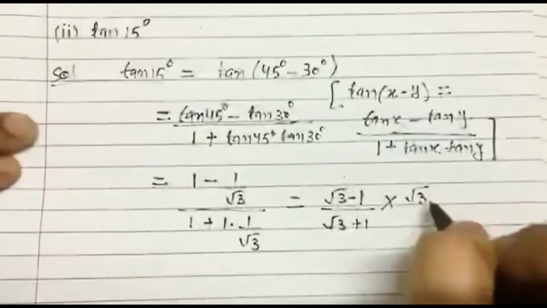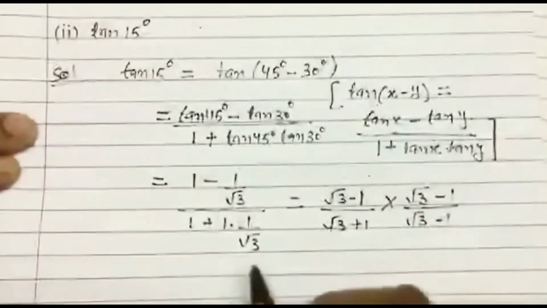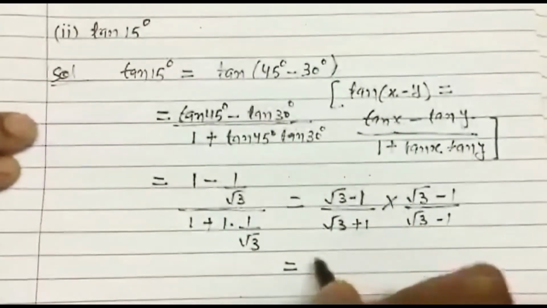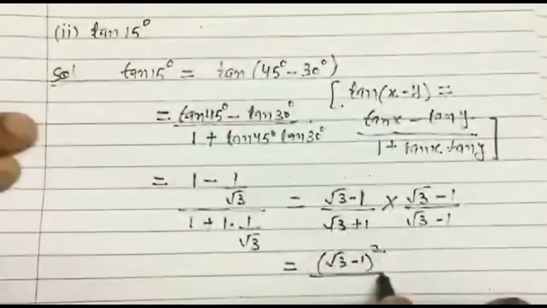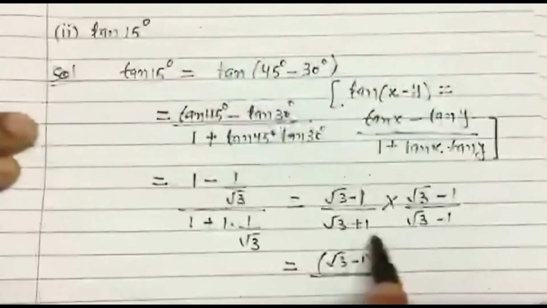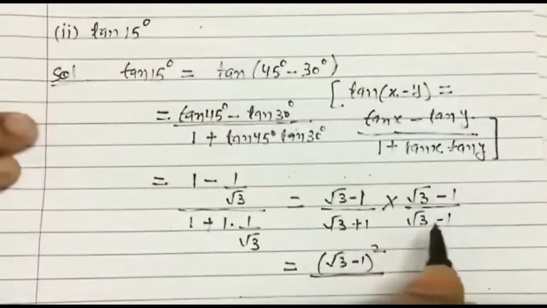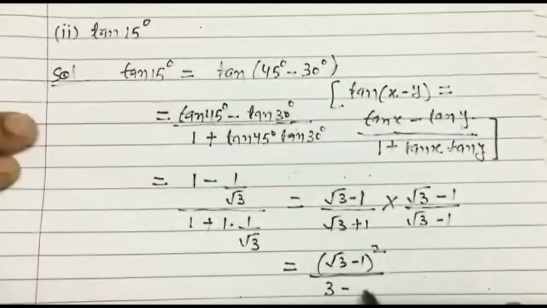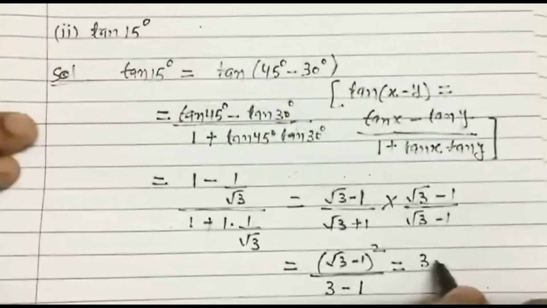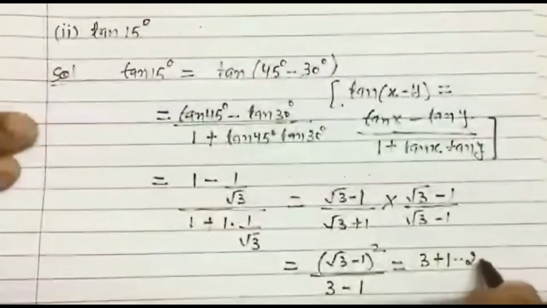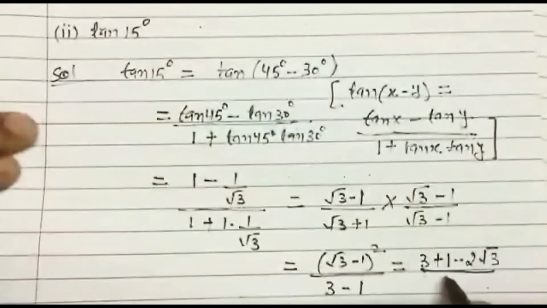So multiply by root 3 minus 1 in numerator and denominator. Now simplify it. It is (root 3 minus 1) whole square, and here apply the identity (a plus b)(a minus b), you will get a square minus b square. In place of a it is root 3, so it's 3 minus 1. Here expand the square. You will get 3 plus 1 minus 2 root 3, and here it is 2.